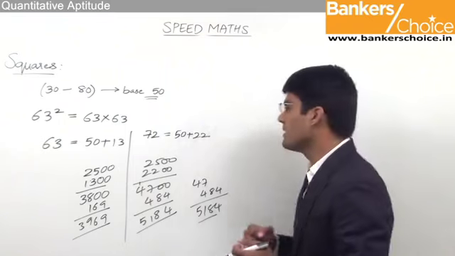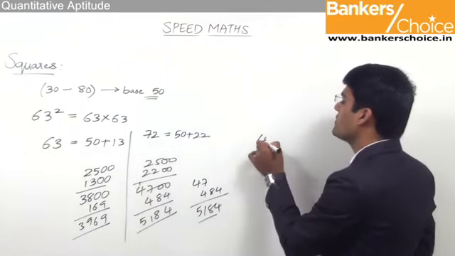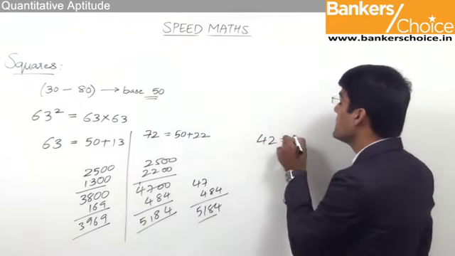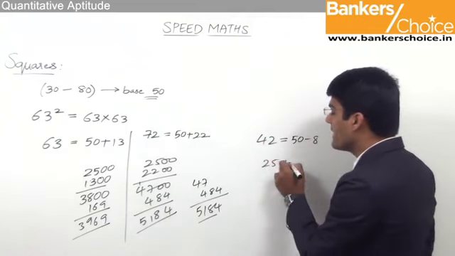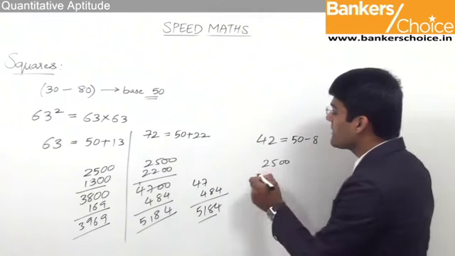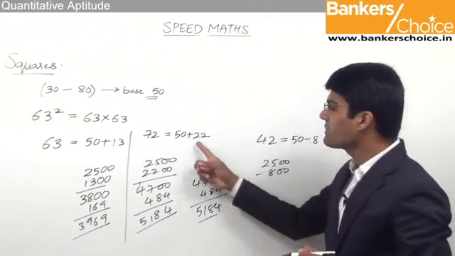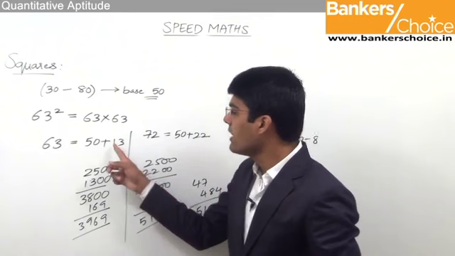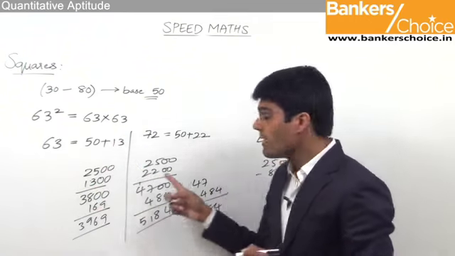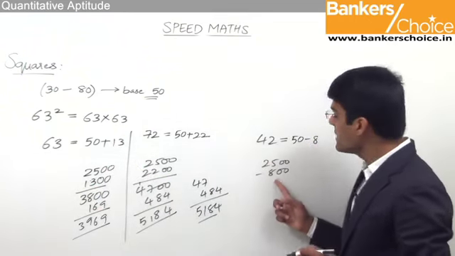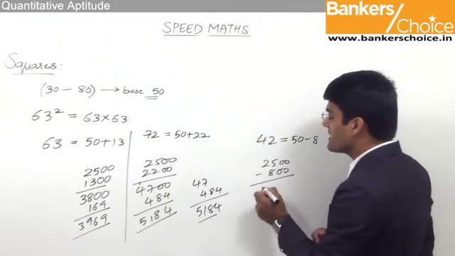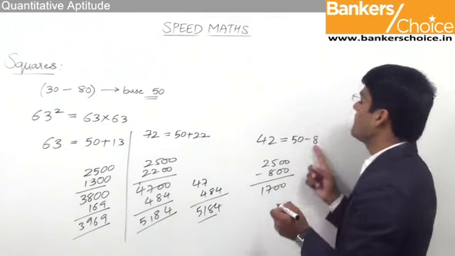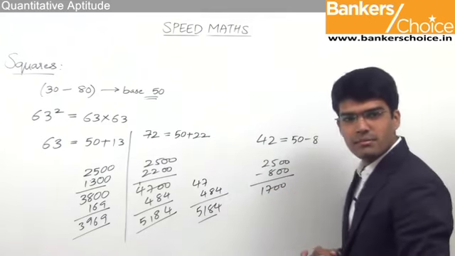Let's take one more example. Suppose we have to find out 42 square. Now 42 we know is 50 minus 8. So it should be taken as 2500. Remember, minus 8 will give us minus 800. Generally, if it is plus 22, we have added 2200. When it was plus 13, we have added 1300. Because here it is 50 minus 8, we take it as minus 800. So the result here will be 2500 minus 800 is 1700. Plus minus 8 square. Minus 8 square is nothing but 64.